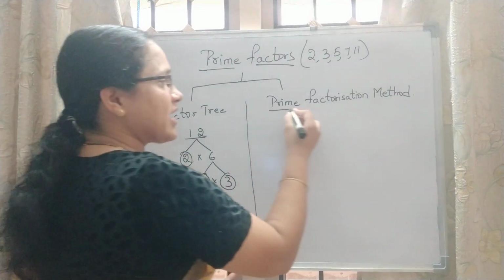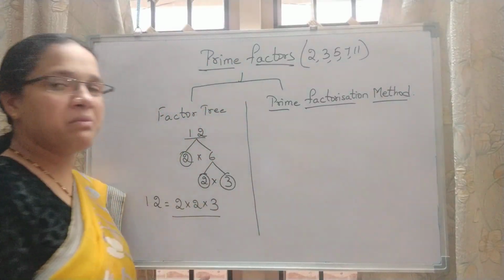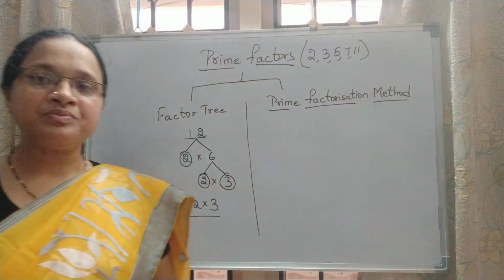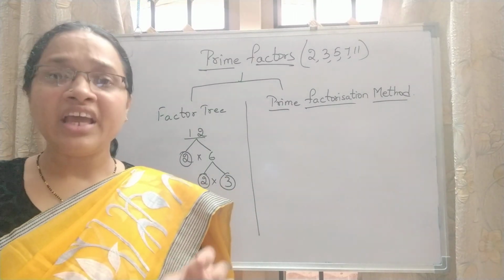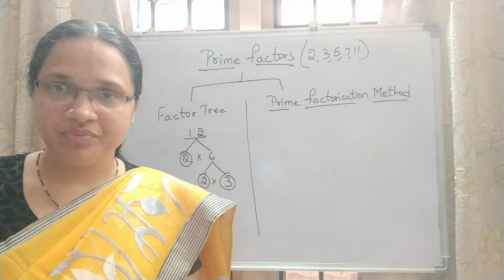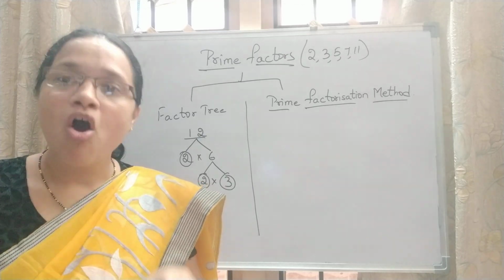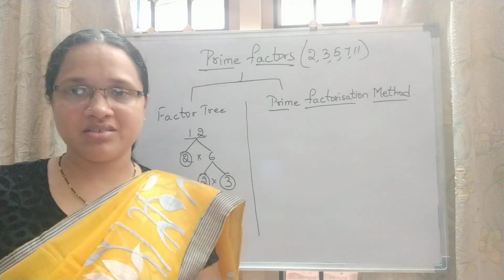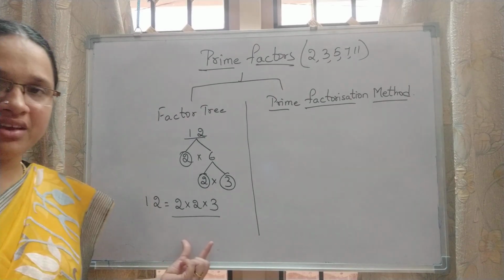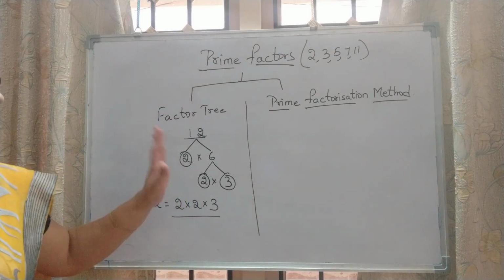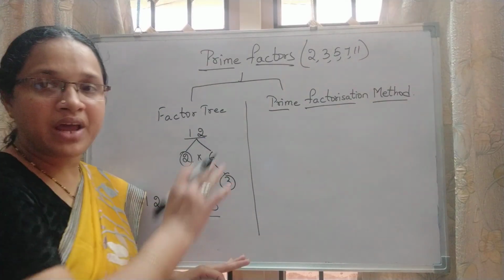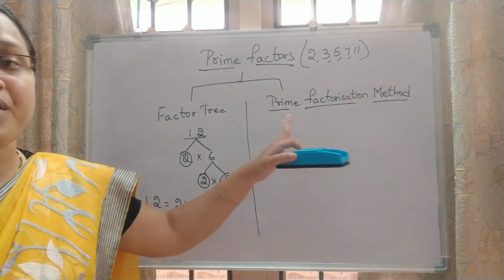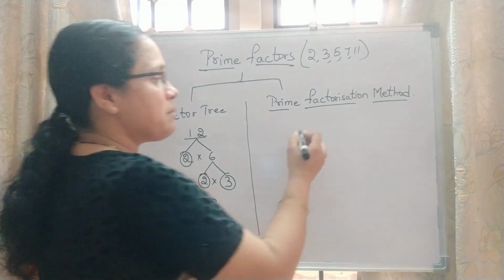Yes. Now the prime factorization method. What do you mean by the prime factorization method here? Prime factorization method means a number is expressed as a product of its prime numbers. Same thing, that is only happening here. Yes or no? As a product. But this is a different method and that is a different method. So as a product of its prime numbers, we call it the prime factorization method.